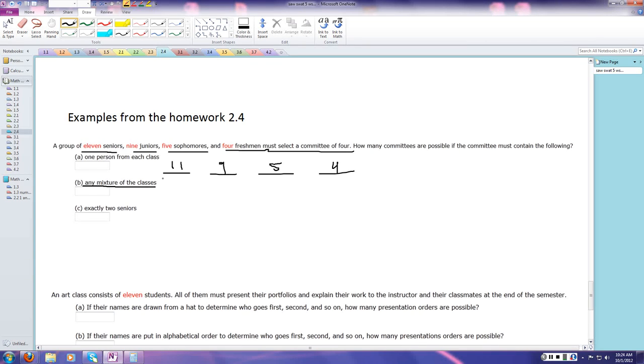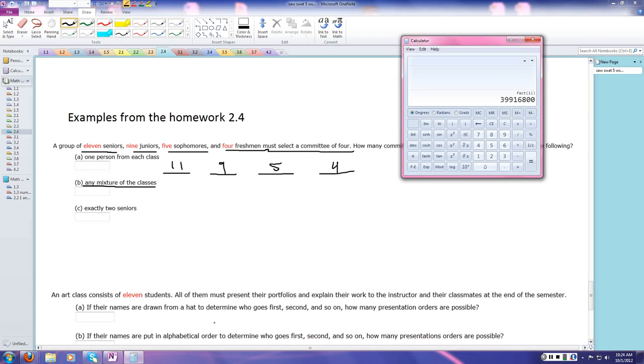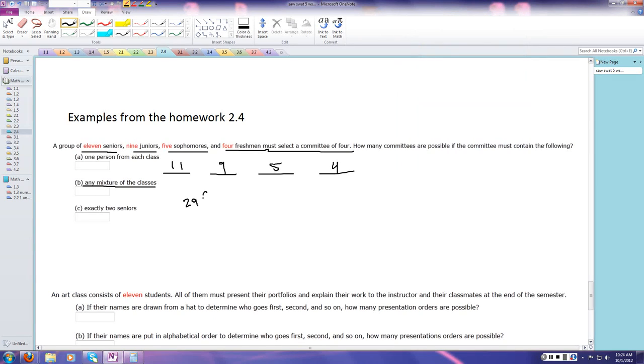Well, the order doesn't matter, right? So we're going to talk about a combination versus a permutation. That's the thing to decide here. I have 11 plus 9 plus 5 plus 4, so total I have 29 students. I have 29 students and I want to know how many different ways can I pick 4 of them, right?